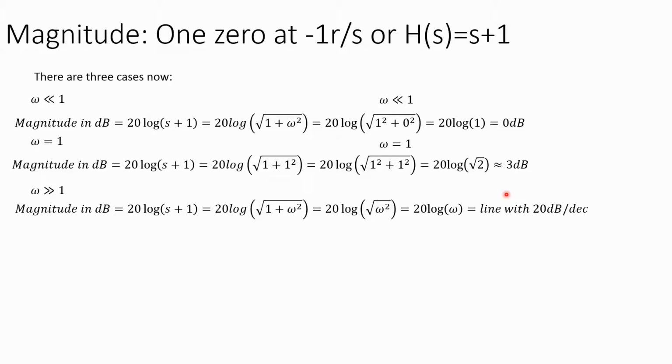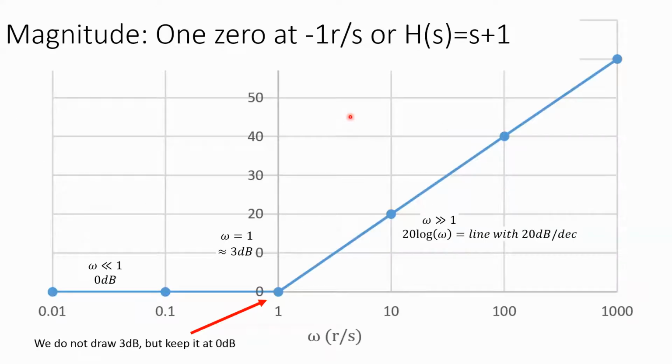What about the phase? Before we get to the phase, we'll do the magnitude. We can see that we plot it at 0 dB right up to the critical frequency, and then we see our line of 20 dB per decade. Now here's the thing. This is really plus 3 dB, but when we draw these asymptotic plots, we keep it at whatever the gain was before the zero takes over. Okay. Now we'll do the phase.